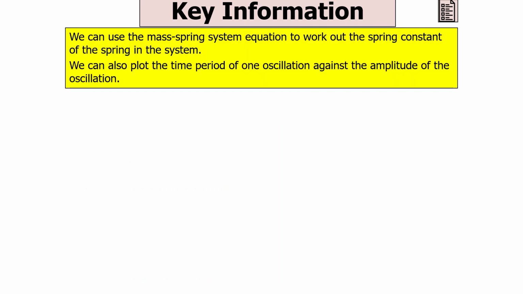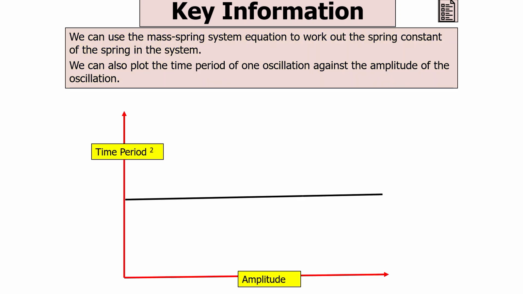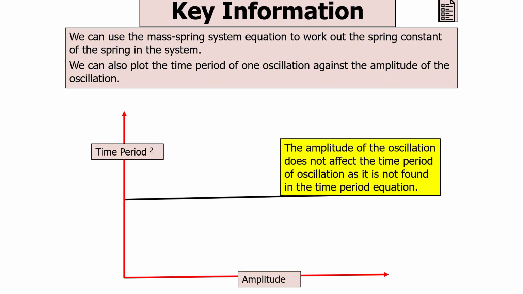Now we can also plot the time period of one oscillation against the amplitude of the oscillation. Now here the time period squared is plotted against amplitude. Now this occurs because the amplitude of the oscillation does not affect the time period of the oscillation, as it's not found in the time period equation.